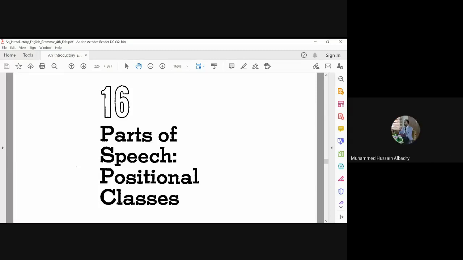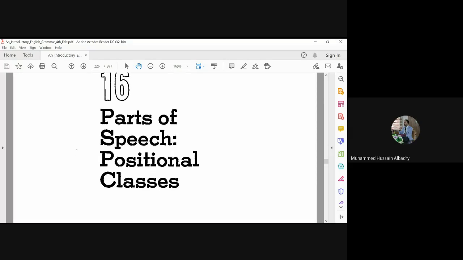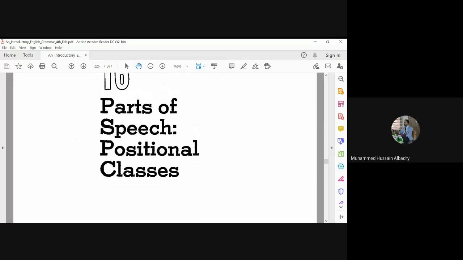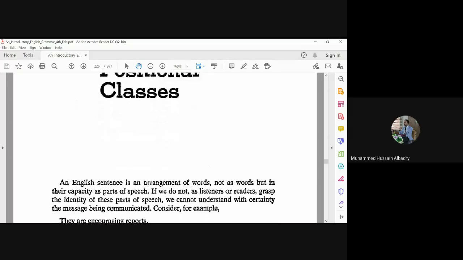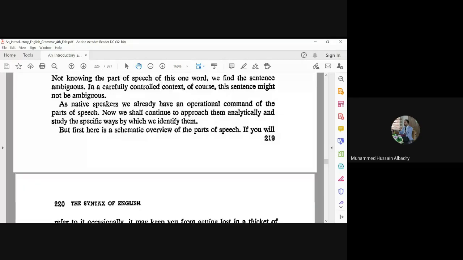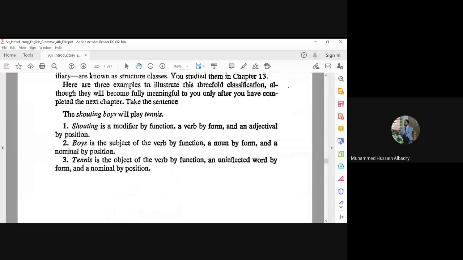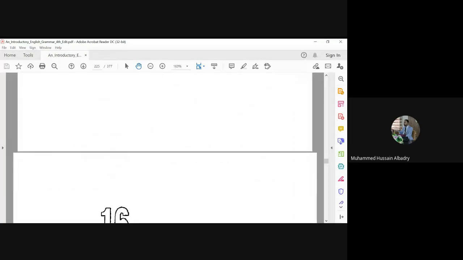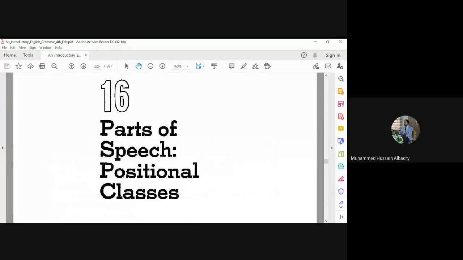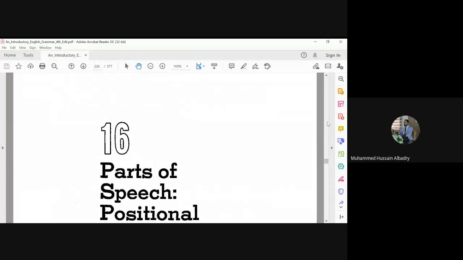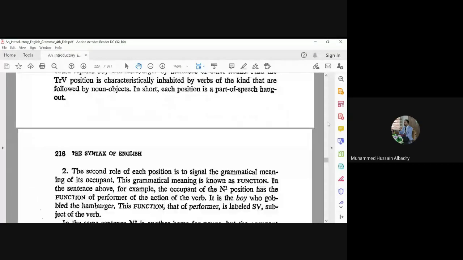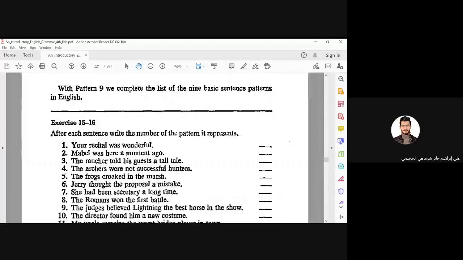Today we have chapter number 16, which talks about patterns. Right, or 15? 15, sir. 15. We skip it. No problem.